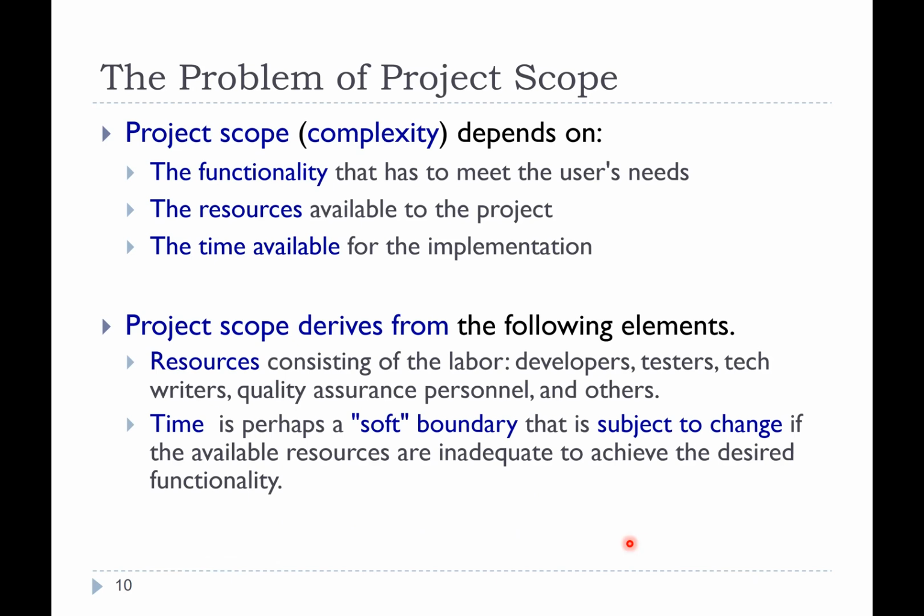Some say time is a soft boundary because you can just use up more time, while money is more of a hard boundary, but I can argue with that because you can still add more money to a product at the end of the day. But resources also include the human resources that you have. That actually plays a big part in your capabilities.